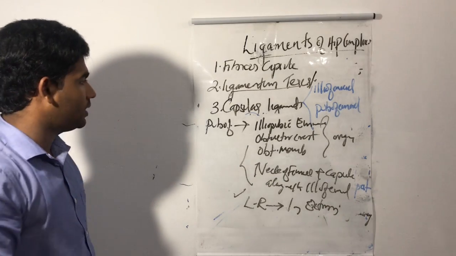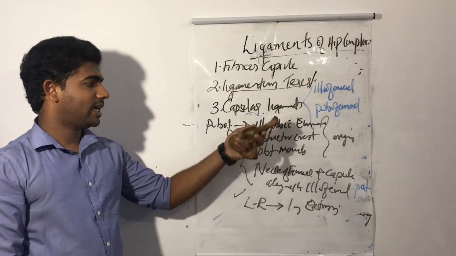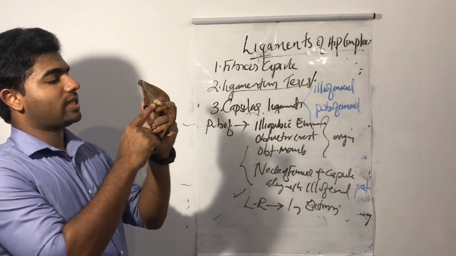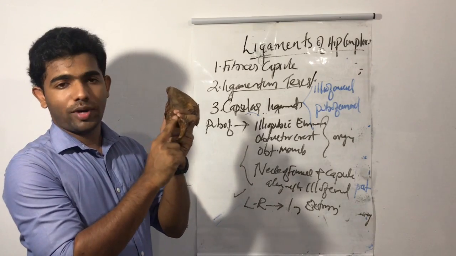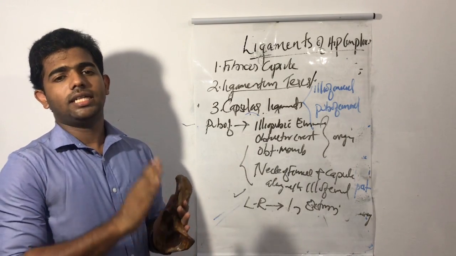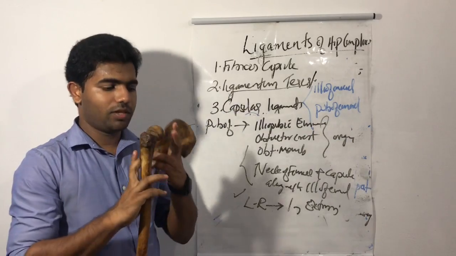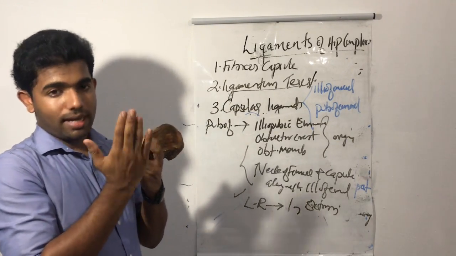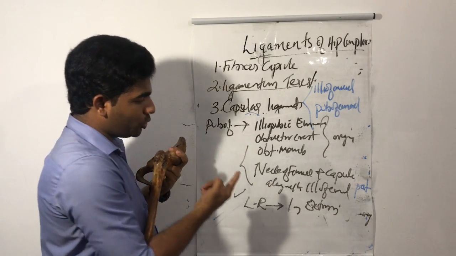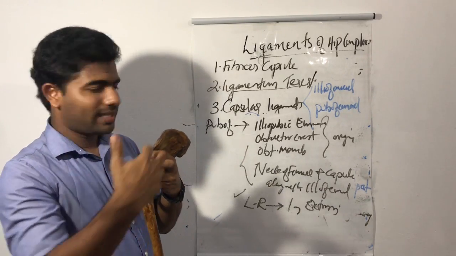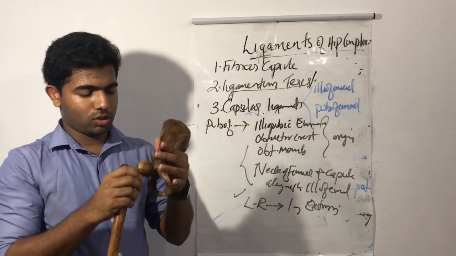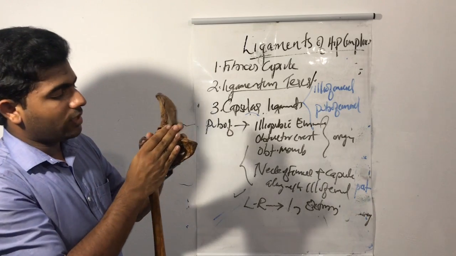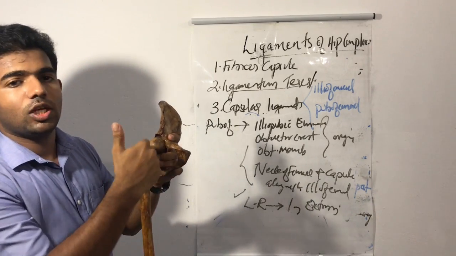Okay, so just see the capsular ligament. Second one, pubofemoral ligament. Since it is from the pubis, it starts from the iliopubic eminence, obturator crest and obturator membrane, and it is attached to the neck of the femur, but along with the neck into the capsule, because in the neck you have the capsule, it blends with the capsule, as well as with the insertion of the iliofemoral ligament. So the pubofemoral ligament from this part goes and attaches to the iliofemoral ligament.